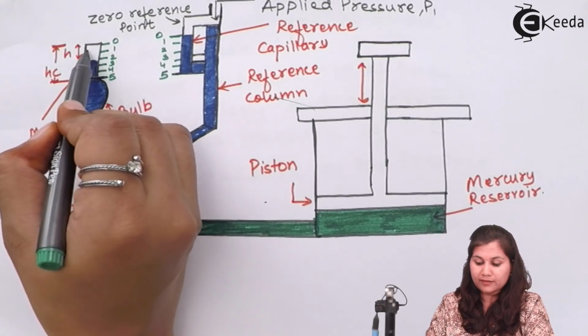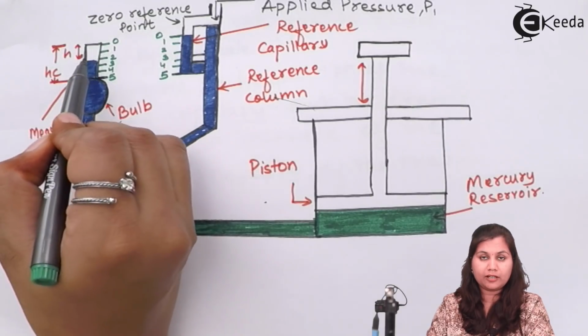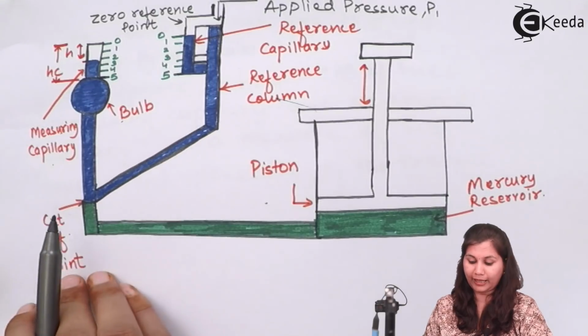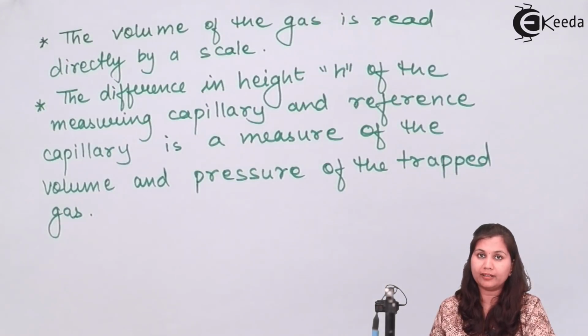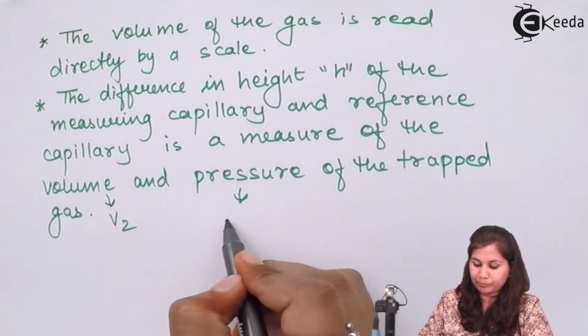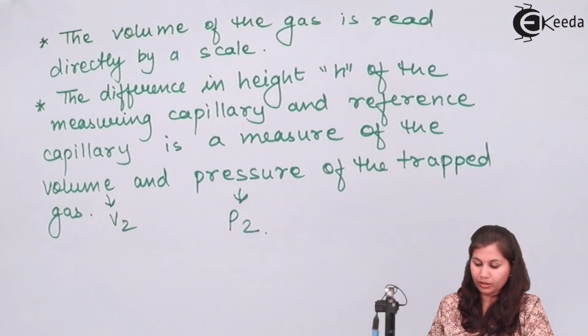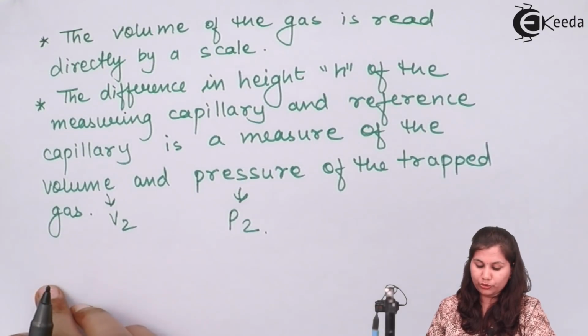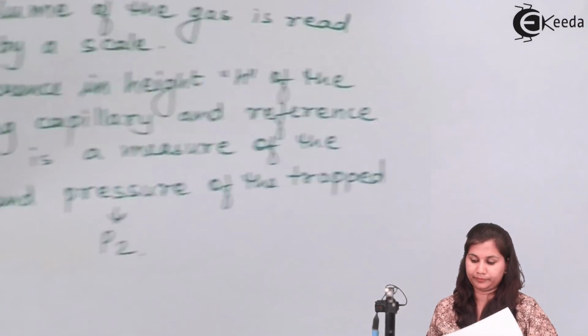Okay, so for the volume of the gas which is present here, we are going to find out its volume and its pressure, and that will be the final volume and final pressure. So volume will be V2 and pressure will be P2. Now V1 we already know, P1 we have to find out, V2 and P2 we have already calculated. So now we are going to use Boyle's law.